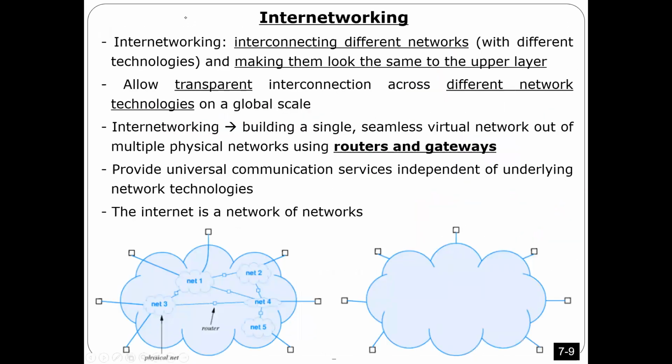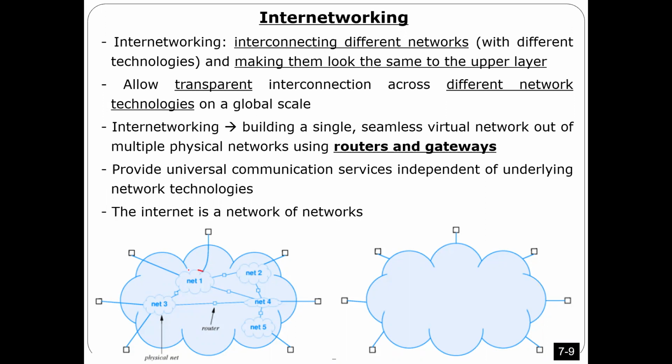So here there is one term we use. I already somehow explained it, but there is one term we call internetworking. As I told you, you have different networks here. For example, Qatar University as a whole can be one network. Look, inside this network, there may be other networks. You get what I'm saying?